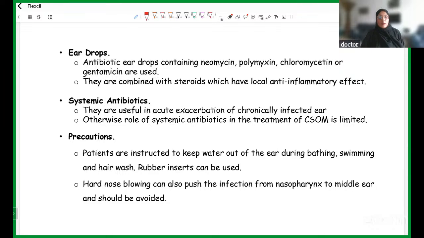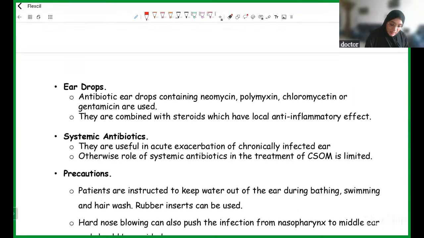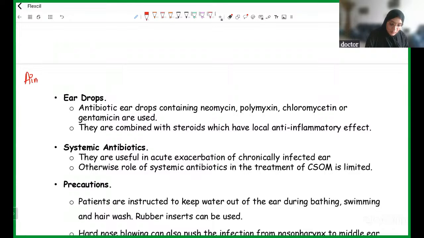Coming to the treatment part. Now, in treatment, the main aim here is to control infection.